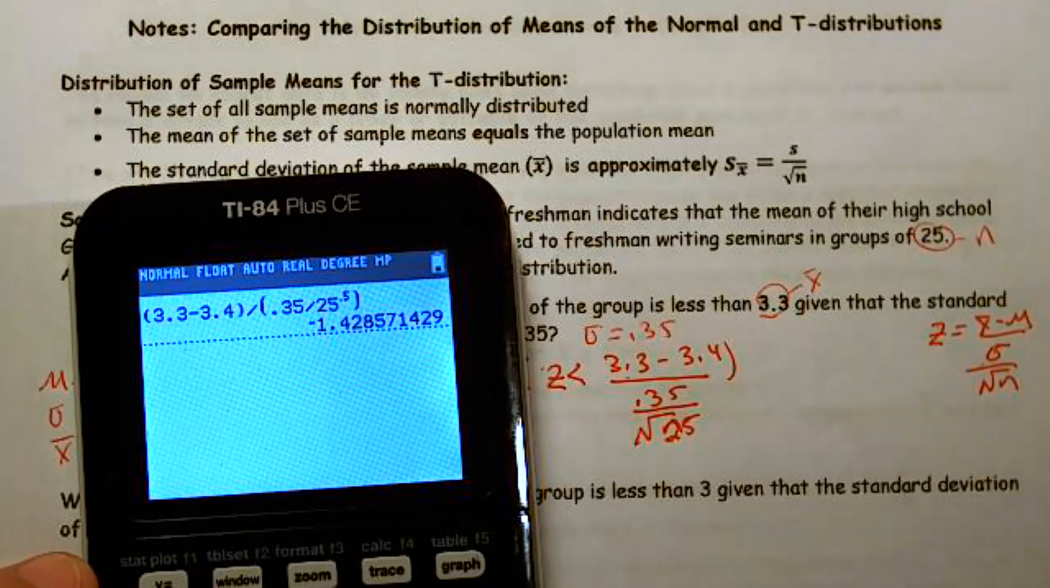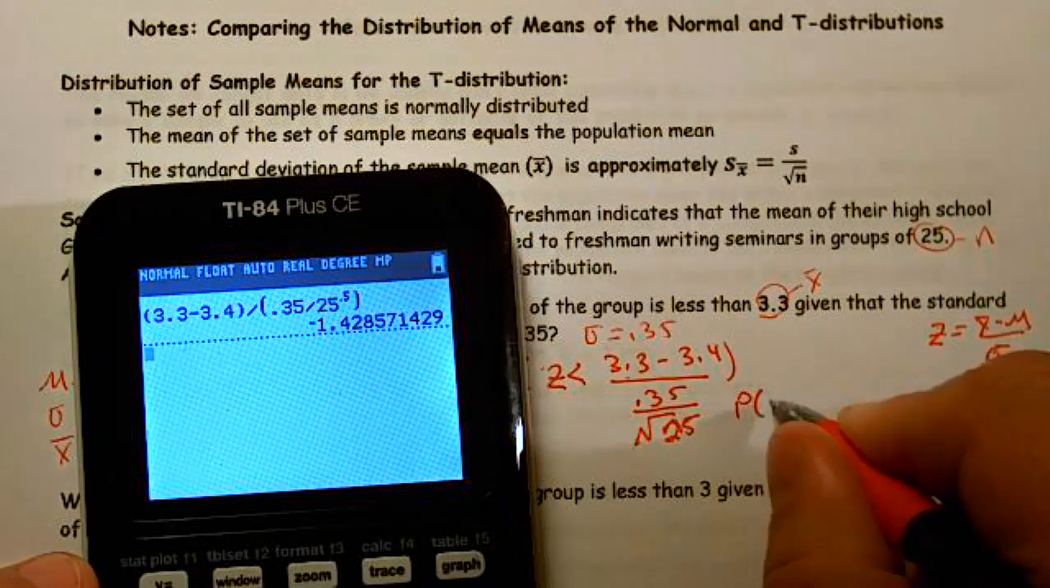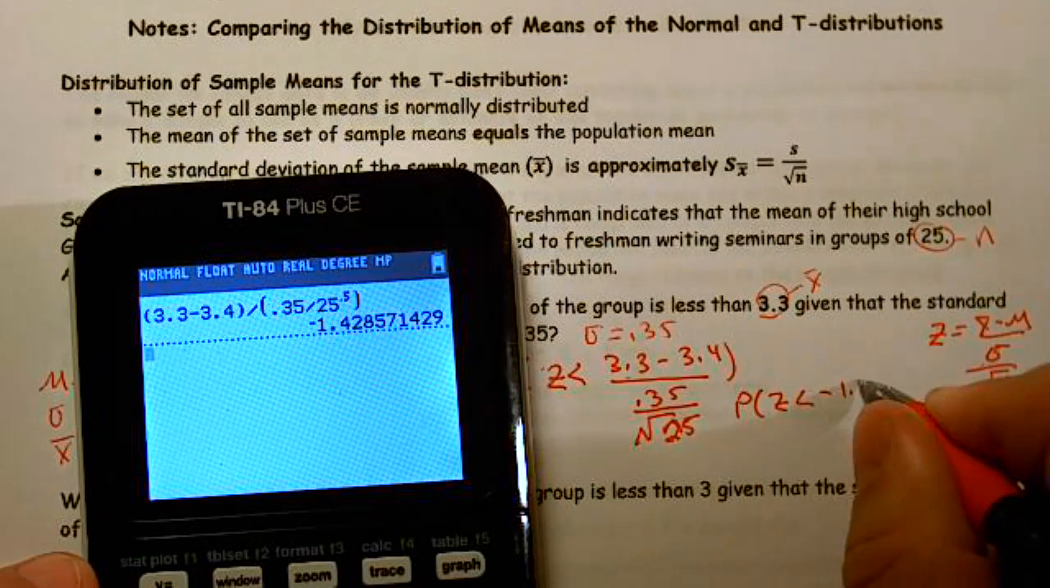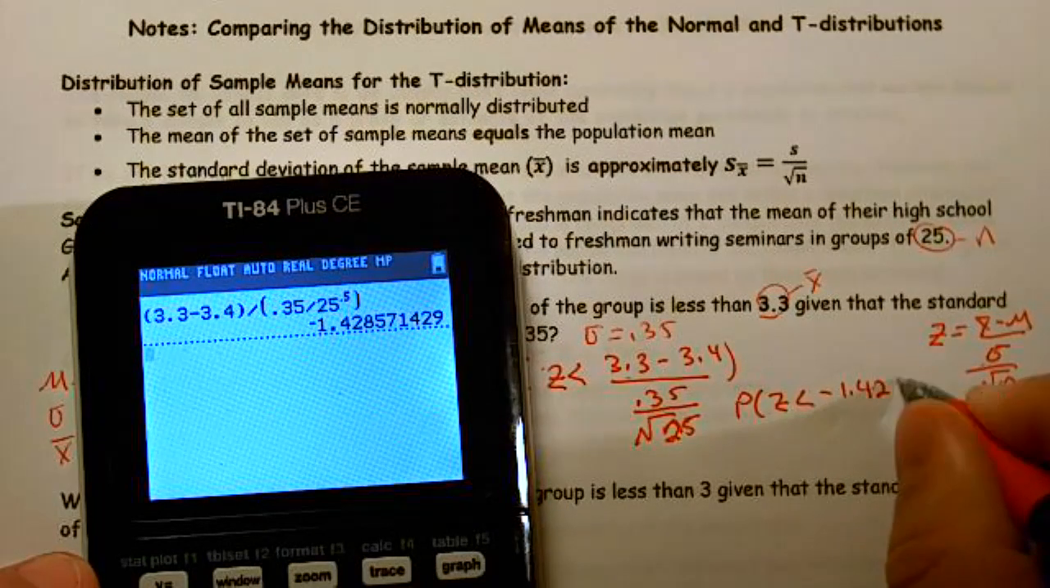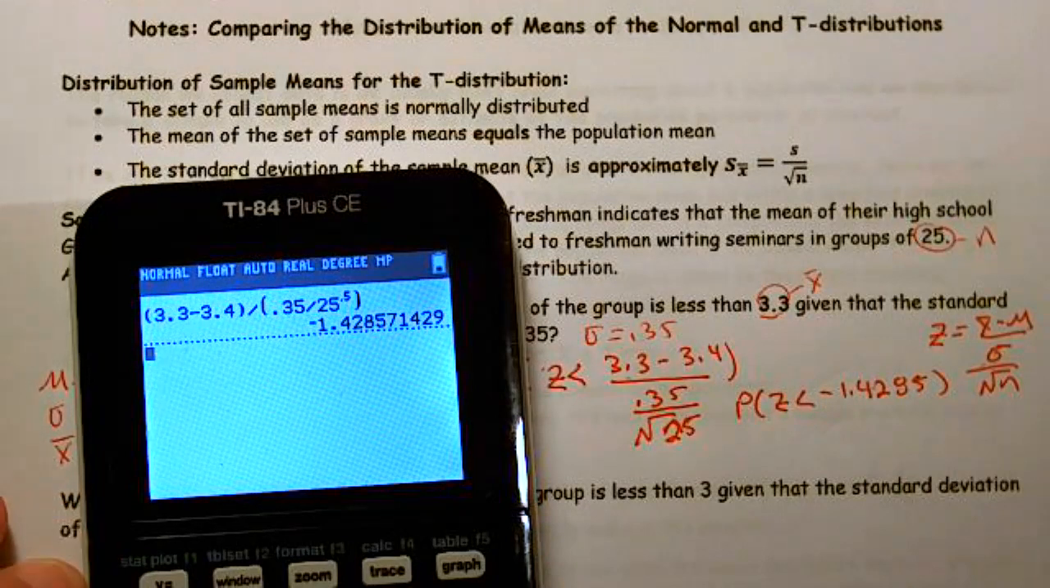And I end up getting a Z-score. So the probability that Z is less than negative 1.4285. Now I know there's an easier way to do this, but for the time being, I want you to see, I'm doing this to show you the similarities between the t-test and the z-test. So here we go, continuing on with the z-test.